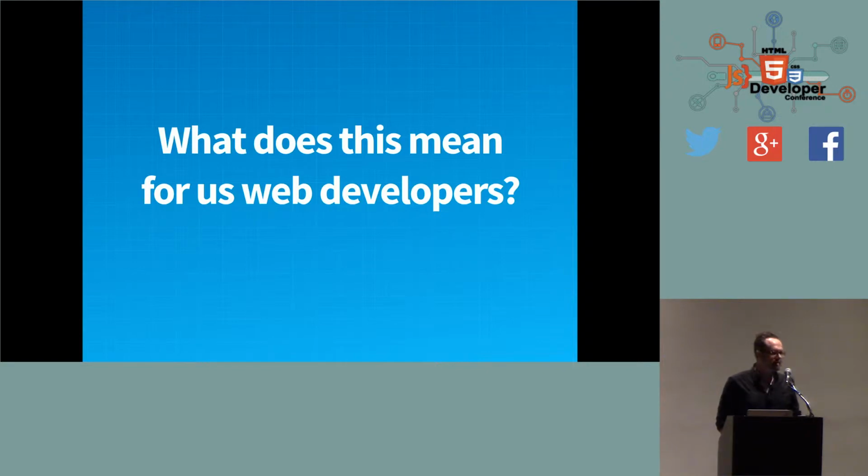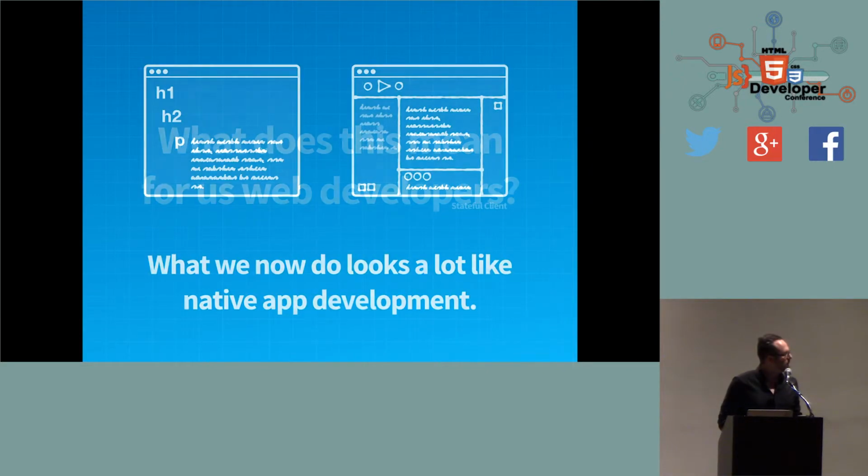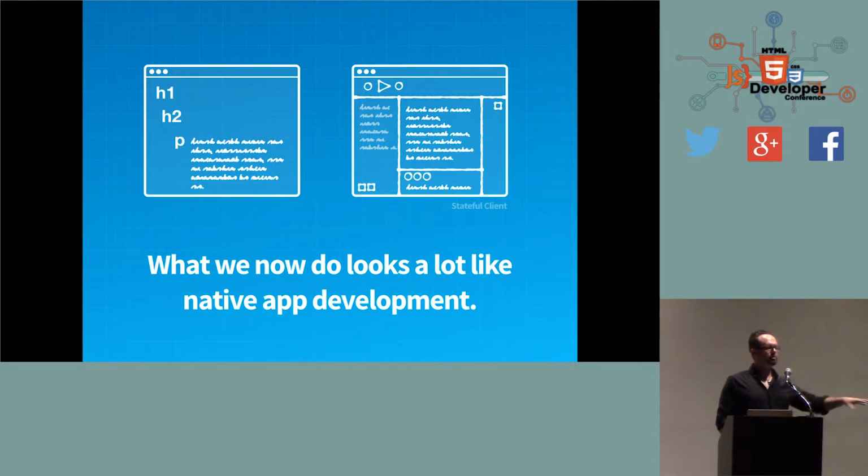So what does this mean for us web developers? And I'd say what we do now is looking a hell of a lot like native app development. More than at any other time in the history of web development, we're really thinking about this, and we have a tool chain and a framework that means we have to start thinking about apps in a native form and start looking back historically at what were the patterns that helped us organize this, helped us keep this under control.